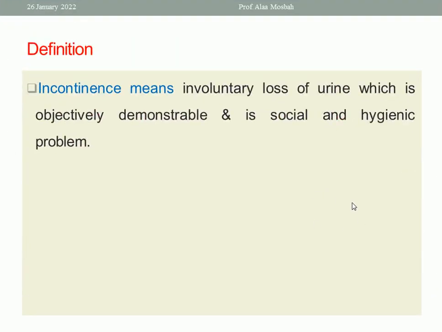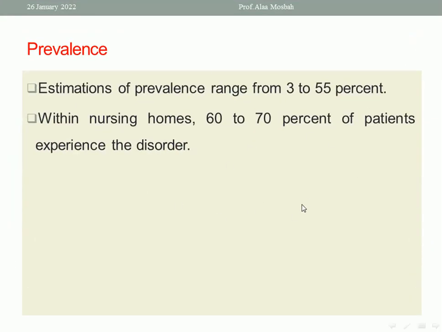So what is the definition of incontinence? Incontinence simply means involuntary loss of urine, which is objectively demonstrable, and this problem is a social and a hygienic one, of course irritating many people all over the world. So, is it a big problem? Yes. The estimated prevalence ranges from 3 to 55%. There is variation between studies about the prevalence, but at least 50% of adult women will complain of incontinence in their life. Imagine how big the number is. On the other side, within nursing homes, 60 to 70% of patients experience incontinence.